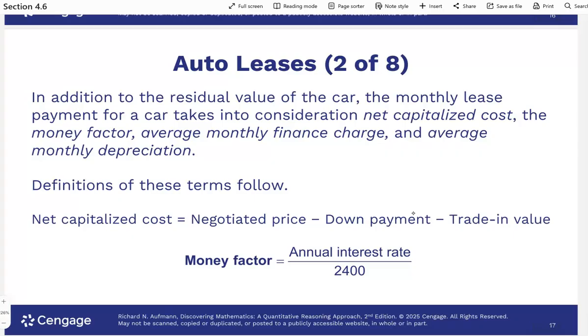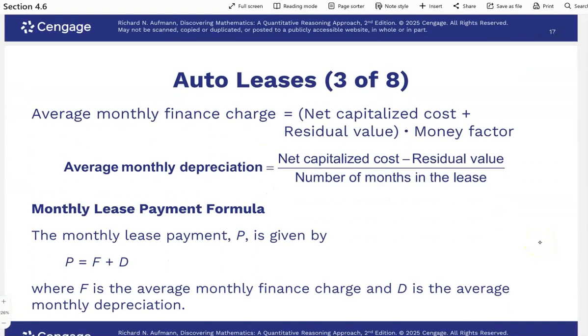In addition to the residual value of the car, the monthly lease payment for a car takes into consideration net capitalized cost, the money factor, average monthly finance charges, and average monthly depreciation. So that net capitalized cost is going to be the negotiated price minus the down payment minus any kind of trade-in value. And the money factor is the annual interest rate divided by 2,400.